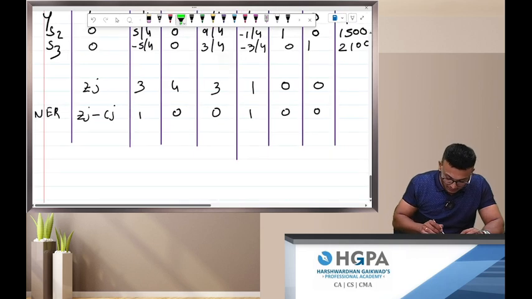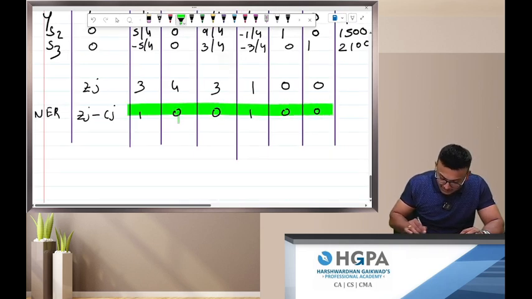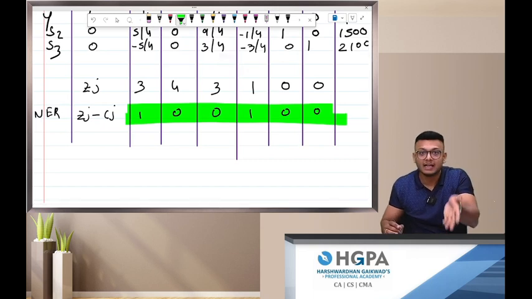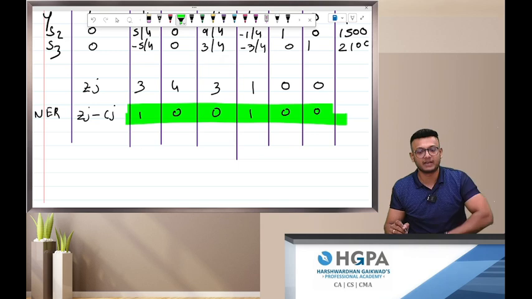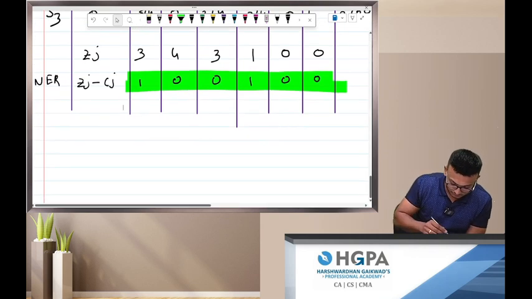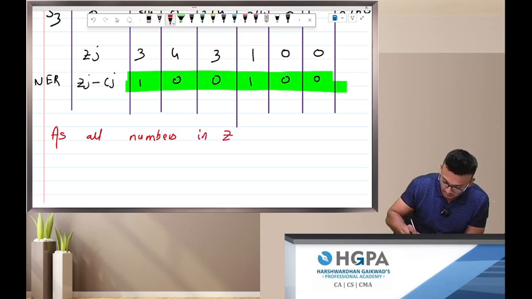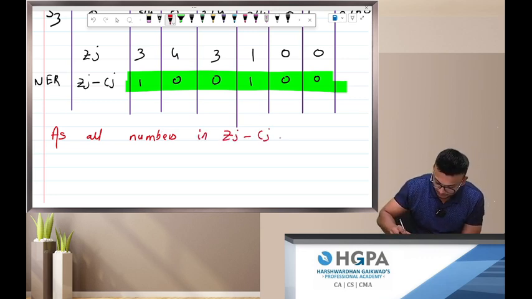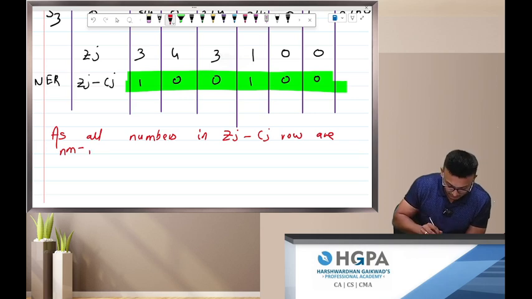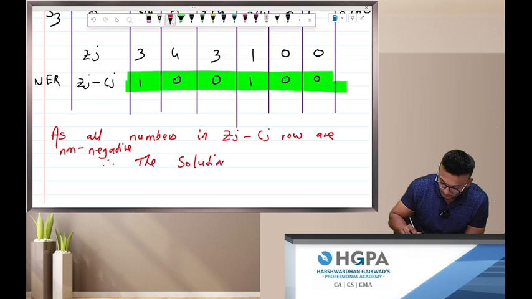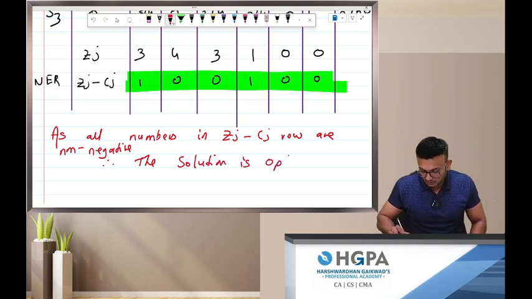Now all these numbers have become what? Positive. And now the solution is optimal. And now your answer is fine. You just write down over here: all numbers in the Zj minus Cj row are non-negative, that means positive, are non-negative. Therefore, the solution is optimal. Solution is optimal.